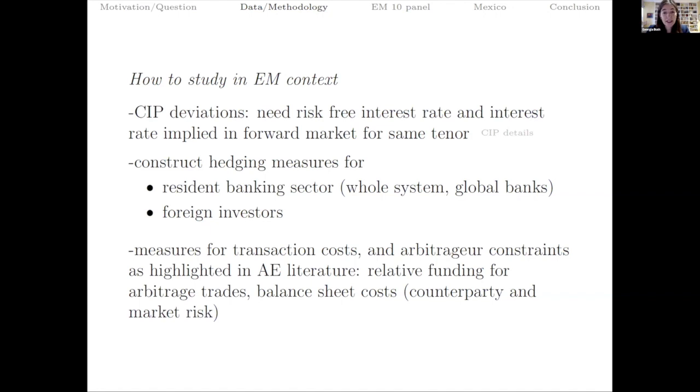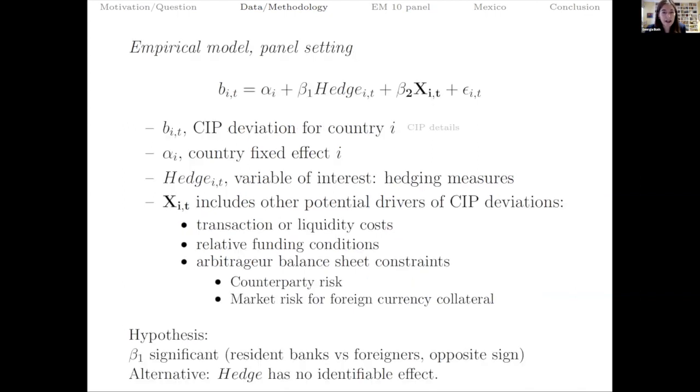And additionally, traditionally in the CIP literature, the deviation is not going to be zero. We know it's not zero. So what drives a little wedge in there? We have transaction costs or liquidity costs, so those are going to be bid and ask spreads. And then this argument about arbitrage or constraints, which is highlighted in the G10 literature, I've tried to bring into the model as well. Okay, so here's the model. It's very simple.